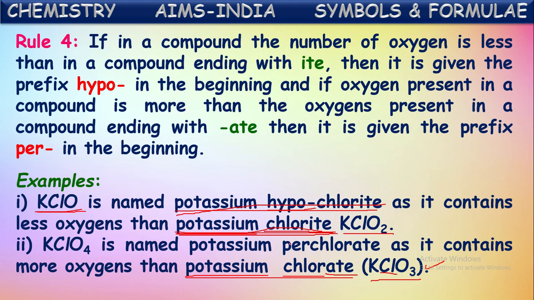And there exists one more compound which has more oxygen atoms than potassium chlorate. Now it can be named by attaching the per prefix to the non-metallic element's name. Now it can be named as potassium perchlorate, KClO4. KClO4 is named as potassium perchlorate. Okay, in this way the compounds are named.